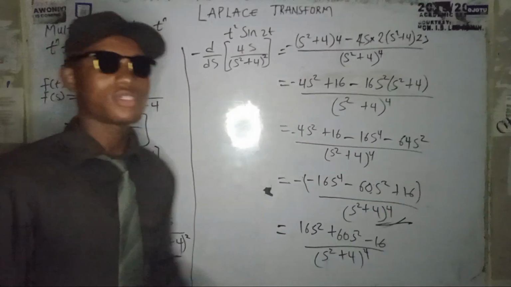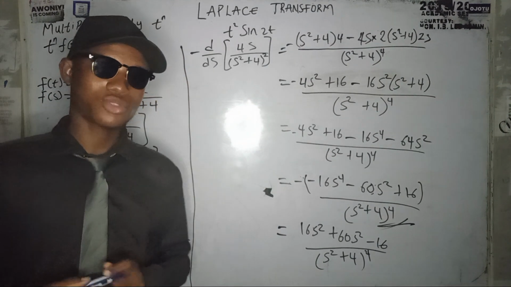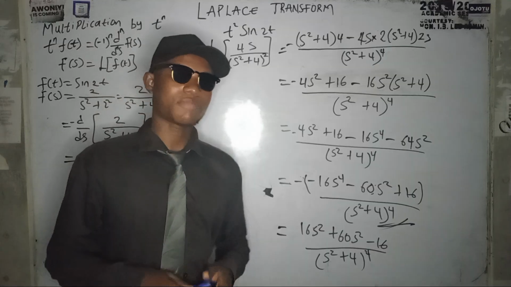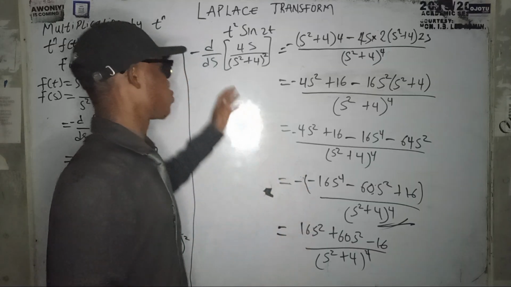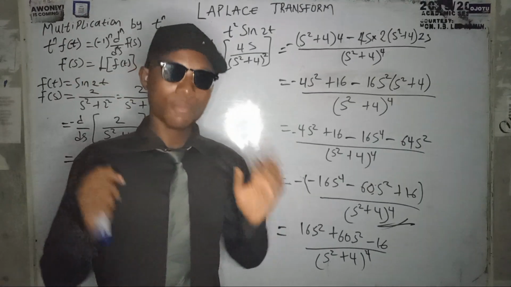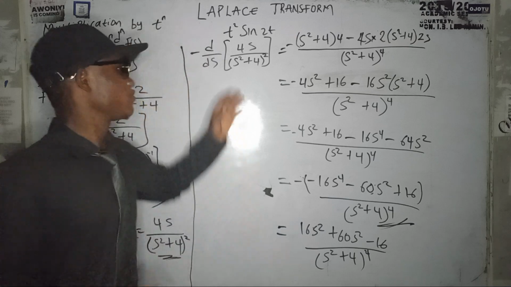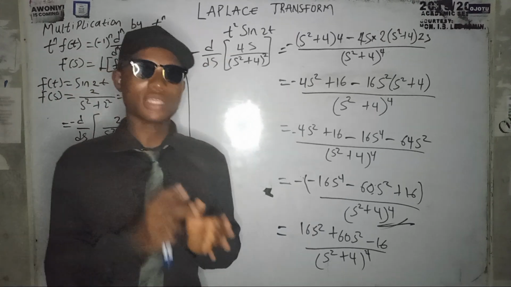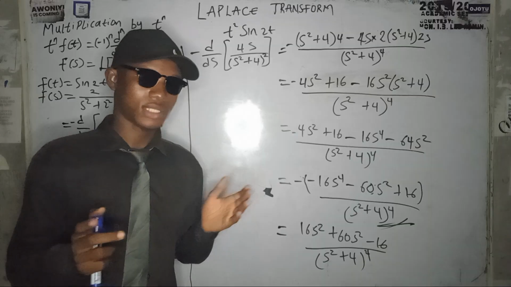All we just need to do is find our answer and differentiate it 2 times. And you might see questions that might not be as hard as this. You just have to differentiate once and multiply by minus 1. That is all. And if it's to the power 3, you differentiate 3 times and multiply by minus 1, 3 times. That is all.